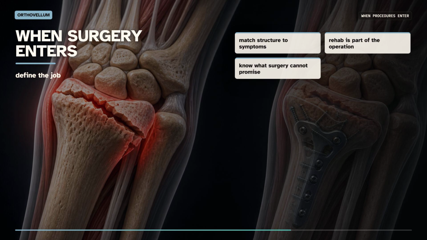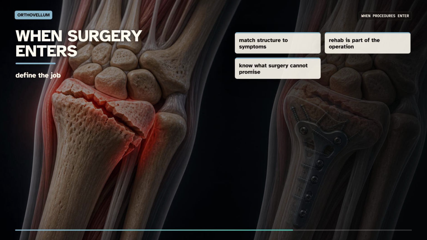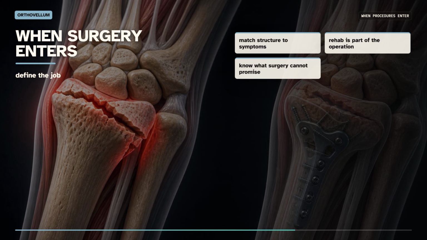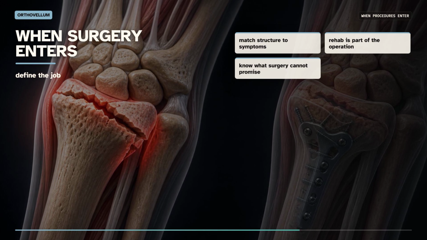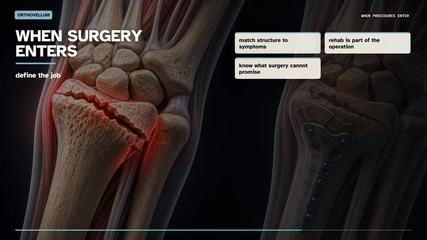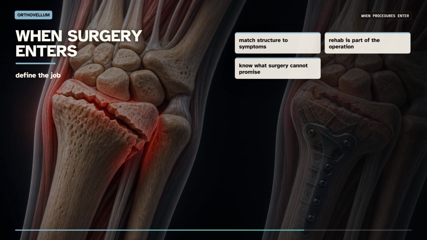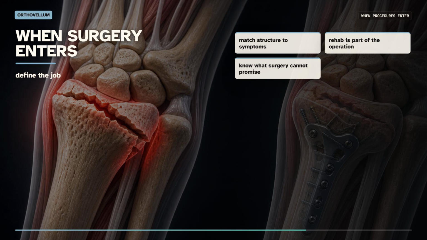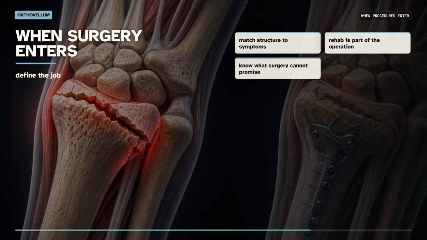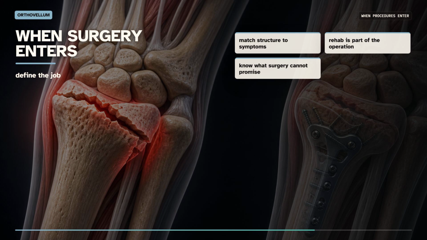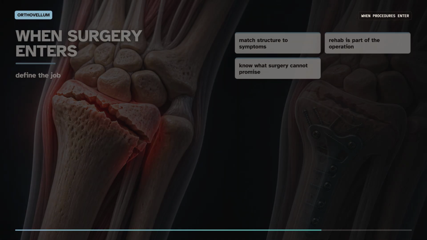Surgery should have a job description. Pain relief, stability, decompression, alignment, repair, replacement, or prevention of deterioration are different jobs. The patient should know what surgery is expected to improve, what it cannot promise, and what rehabilitation will demand. The resident should know the anatomy at risk, the failure modes, and the decision points before entering theater. The most mature surgical decision is not simply, can we operate? It is whether this operation solves this person's actual problem at an acceptable cost.